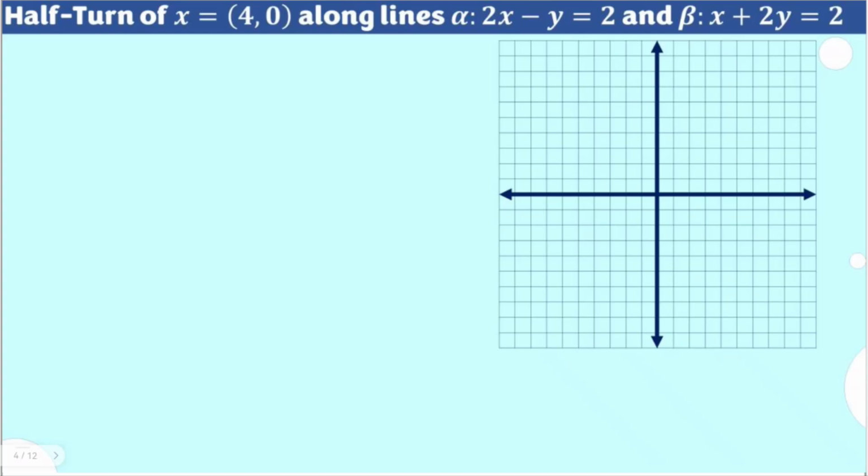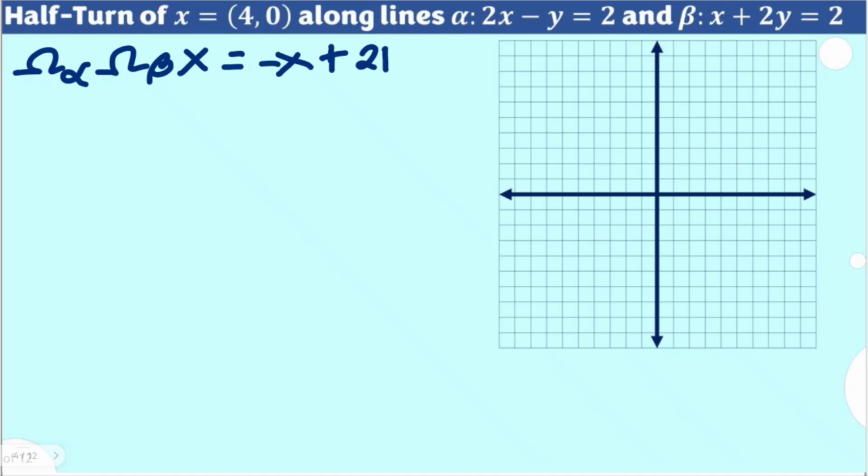For the half turn of this problem, let's use the formula. The half turn of x is identified as minus x plus twice P. So what we just need here is P, the intersection of both lines. We simply need to use a process of elimination to identify the point P. But before we go to that, allow me to illustrate that in our Cartesian plane.